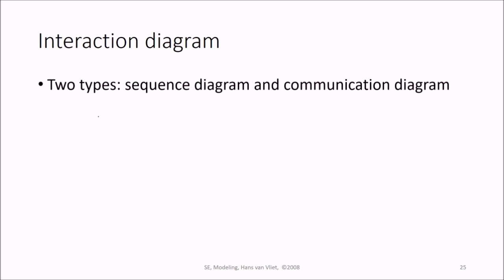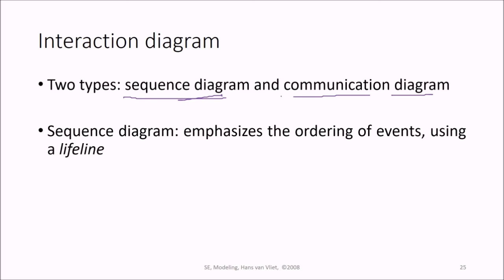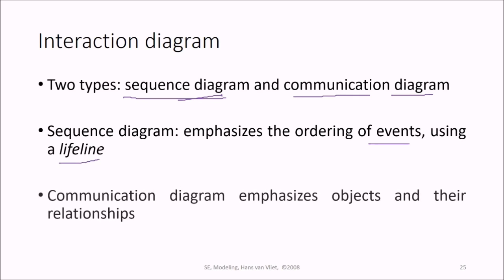Then we have the interaction diagram. There are two types: sequence diagram and communication diagram. The sequence diagram emphasizes the ordering of events using a lifeline. And the communication diagram emphasizes objects and their relationships.